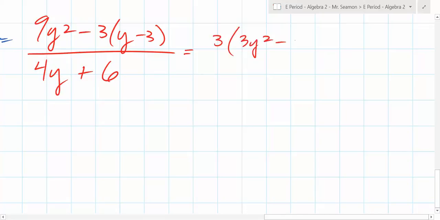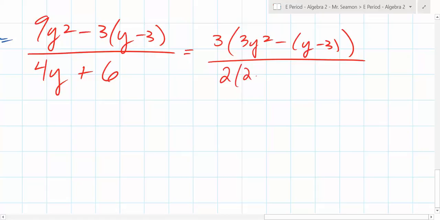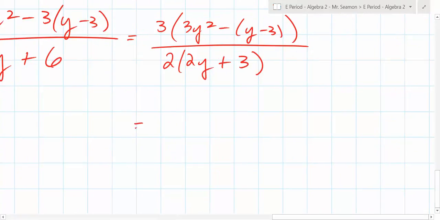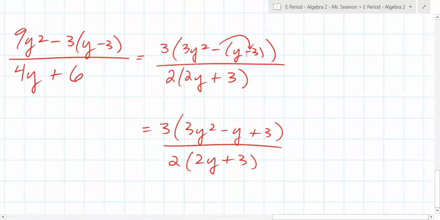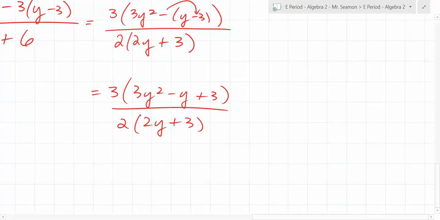3y squared minus y minus 3. And what can you factor out of the bottom? 2y plus what? Like this? So what do you suspect we're going to have to do at this point? Plus 3 all over. What did you say, Zoya? It's plus 3 because it's minus a minus right there. You see that? So what do you think we're going to have to do at this point?